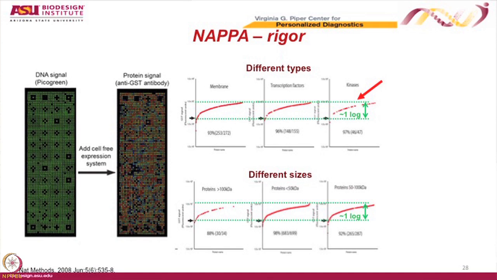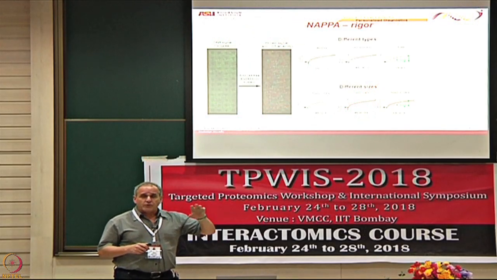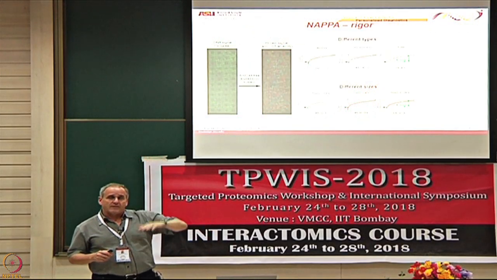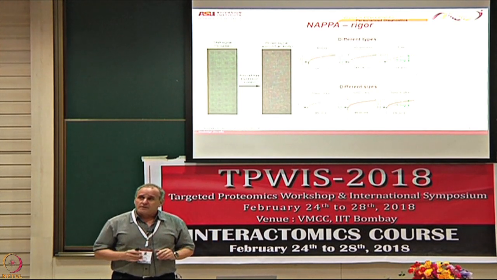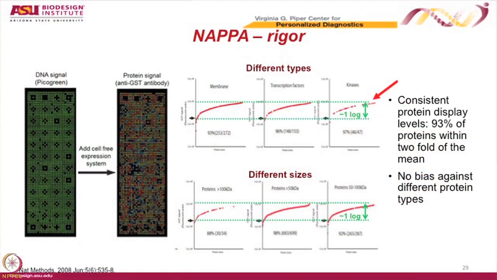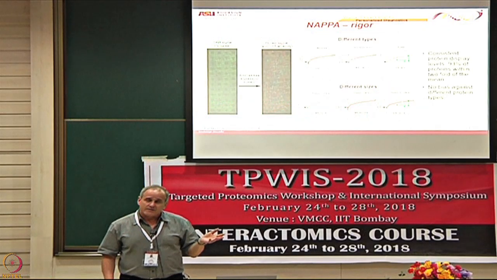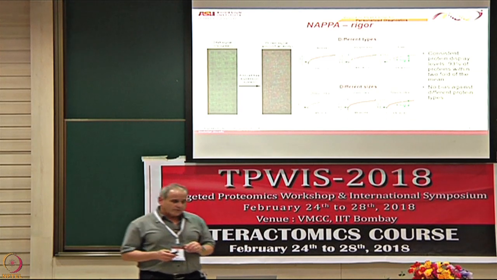And what you see is almost all the proteins fall between these two ranges, and it's only a single log. So no protein is present that's more than 10 times than another. And the vast majority of proteins are within twofold of the mean, so they're all very close together. Okay, right, I showed you that. So it's key, if you're going to do a clinical study, to know that there are no biases against specific protein types. If there were biases, that would be a problem when you try to draw conclusions.